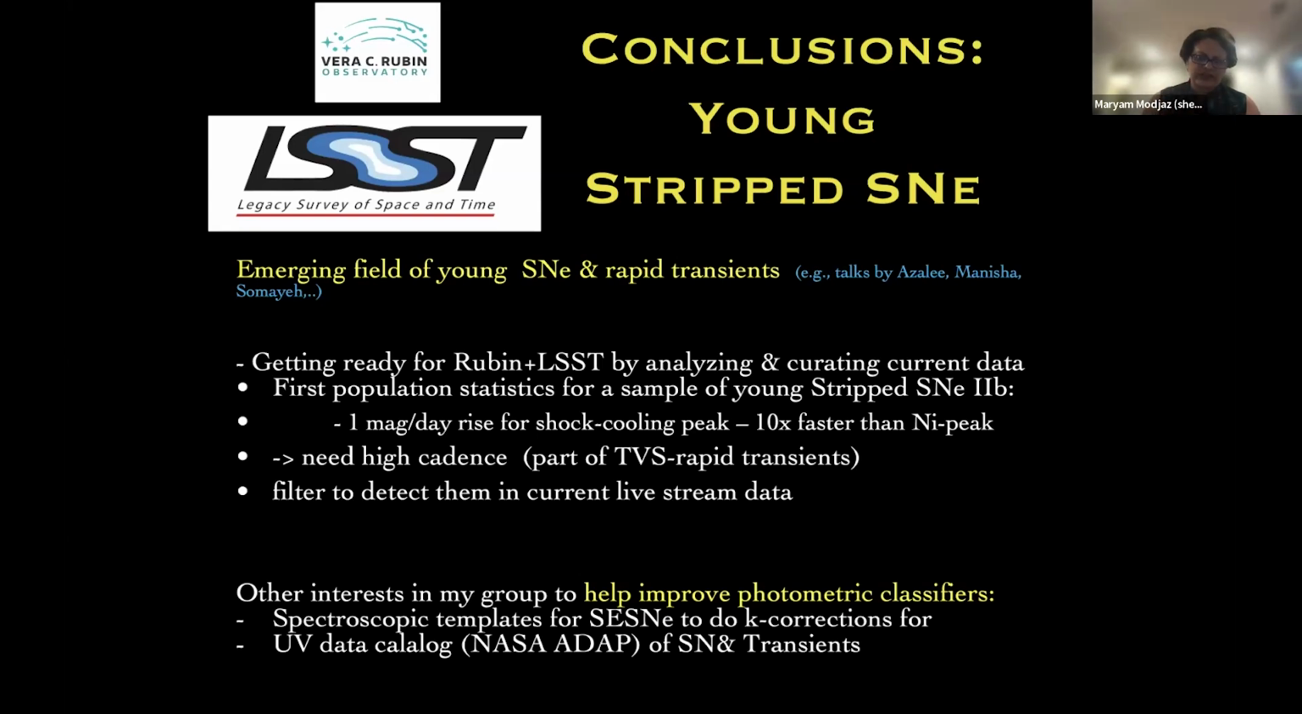So K corrections are important. And we're also working on a UV data catalog based on Swift to put together UV data that will be necessary for redshifting them into the optical, which then LSST will see for high redshift objects. And these are all kinds of transients.